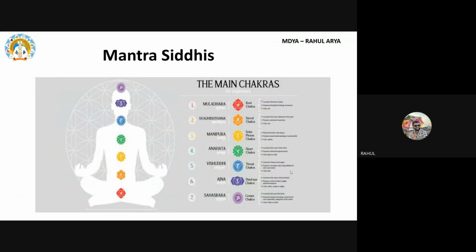Third one is the mantra siddhi. You all belong to a yoga background. You all know very well the use of the mantras. What is the use of the Gayatri mantra? What is the use of the Mahamrityunjaya mantra? Akara, Ukara, Makara, Omkara chanting, and different chanting of the different chakras. Lam, Vam, Ram. They all belong to different regions, different chakras in our body, and they have different benefits also. So this is the mantra siddhi.